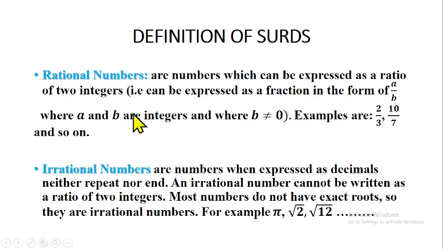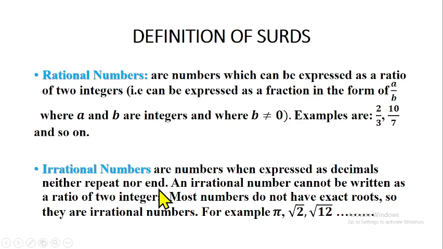So have you understood what a rational number is? What are irrational numbers? Irrational numbers are numbers which, when expressed as decimals, neither repeat nor end. They are the numbers that are expressed as decimals, and the digits you get in the decimal are not repeated. And they do not end, they continue.